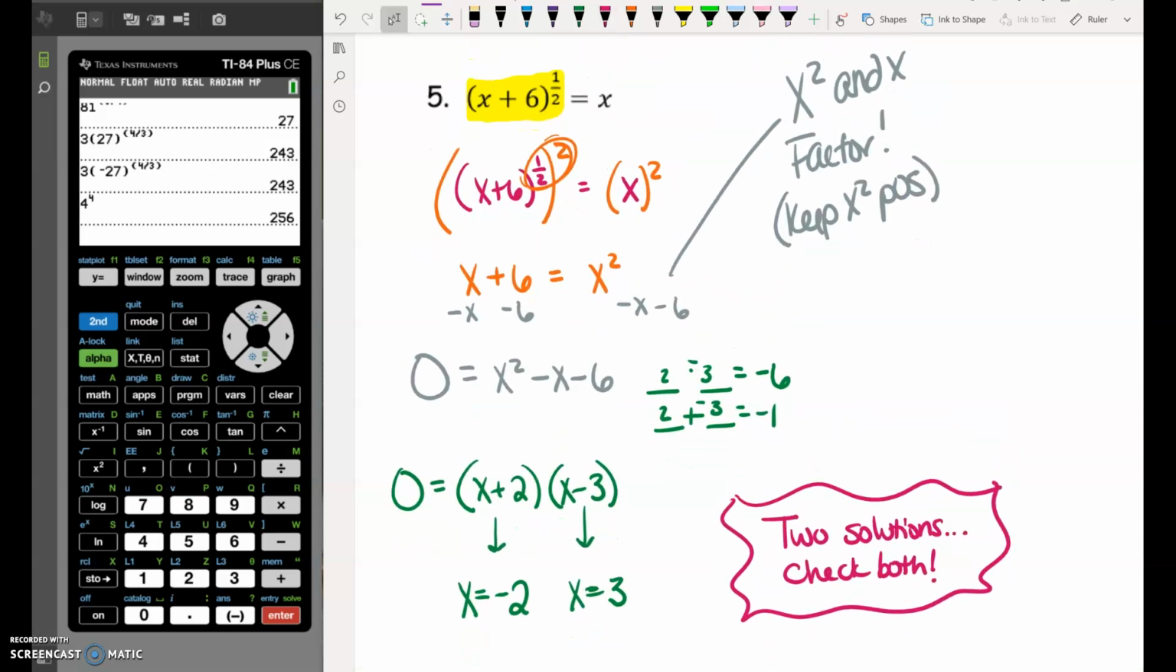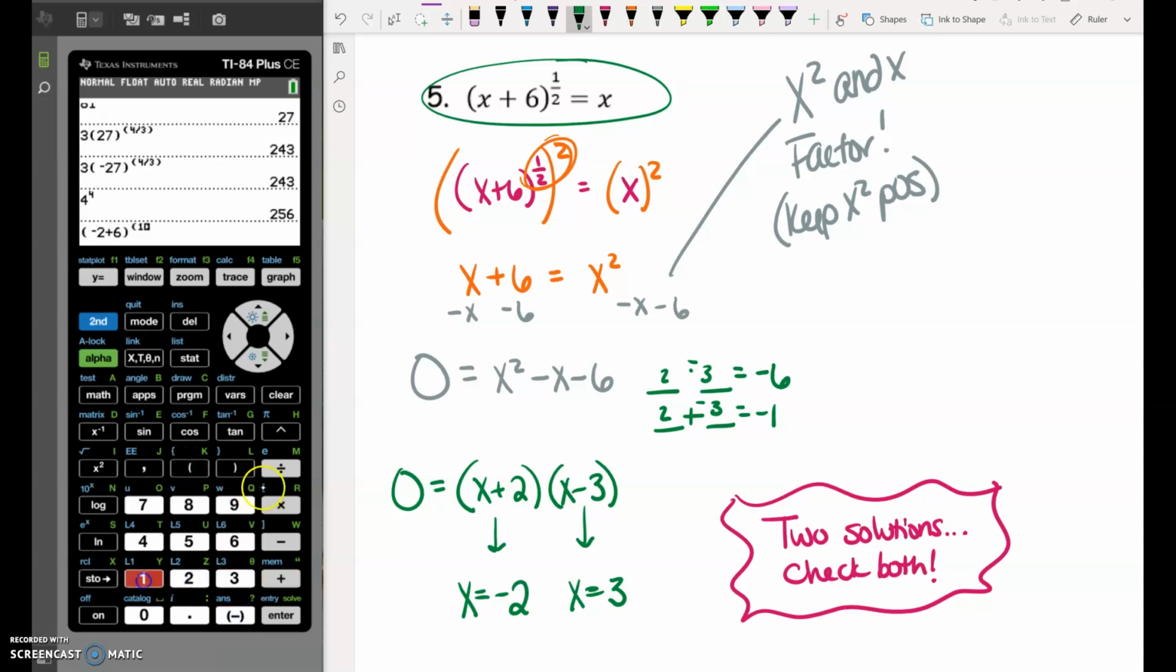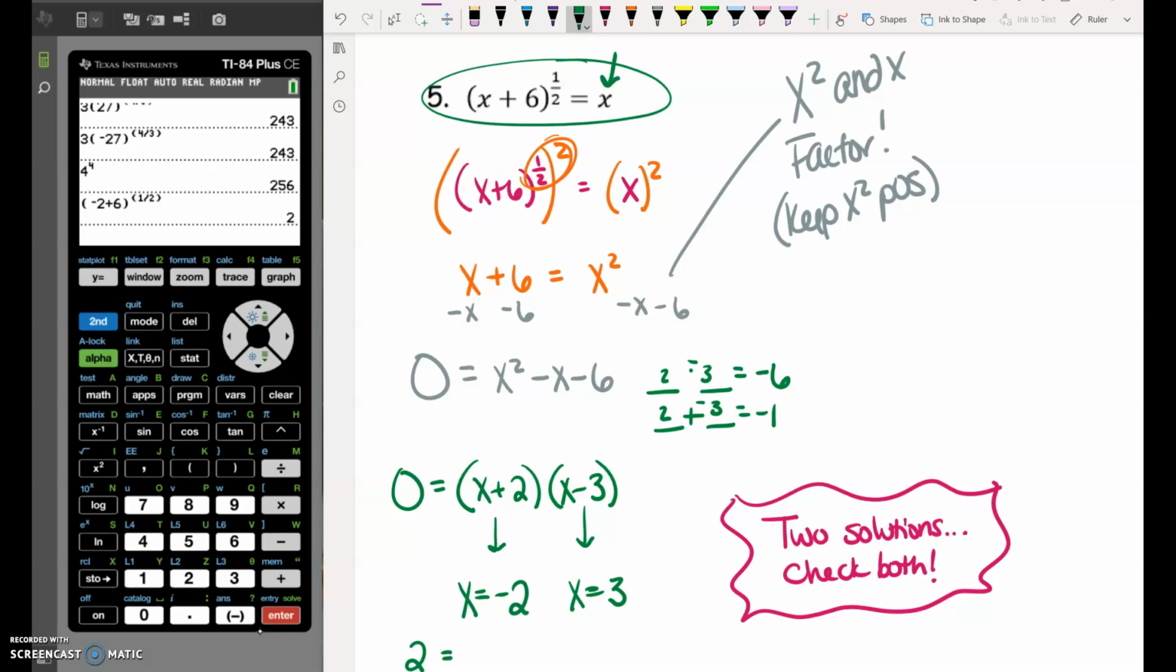So we're checking them back in the original equation, and that's why I rewrote that original equation before squaring both sides so that we could easily see this original equation. And here's your calculator to help you. So I am going to do parentheses, negative 2 plus 6, close my parentheses, raised to the parentheses, 1 divided by 2. Now look, we plugged negative 2 in, and we got 2 on the left side. The right side is supposed to be negative 2. That's no good. That's an extraneous solution.